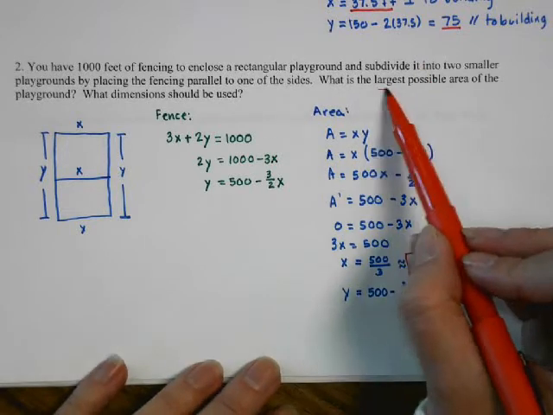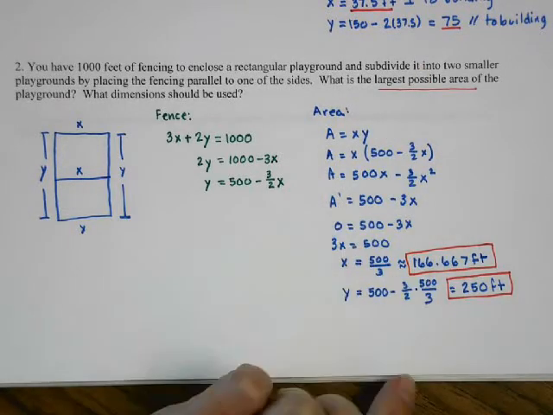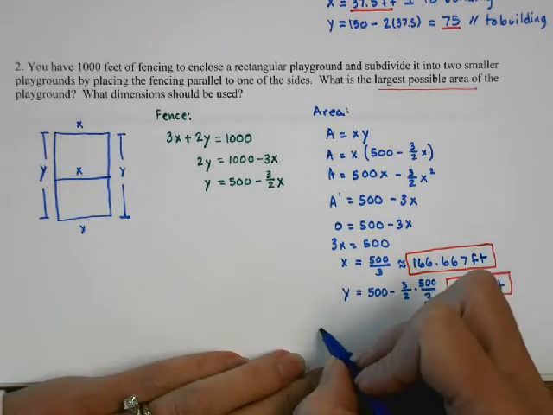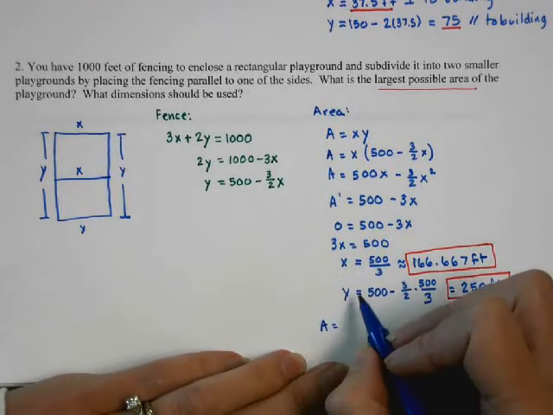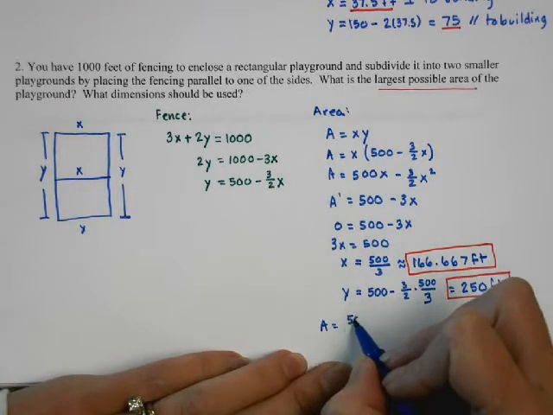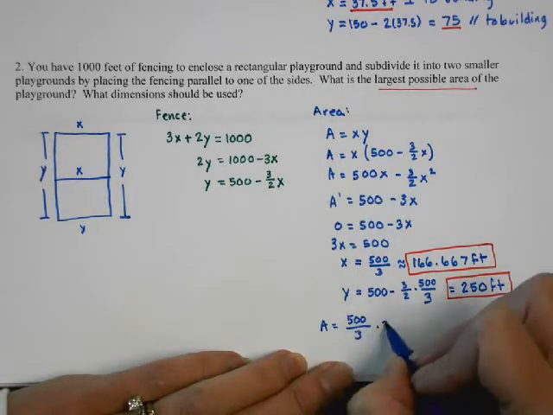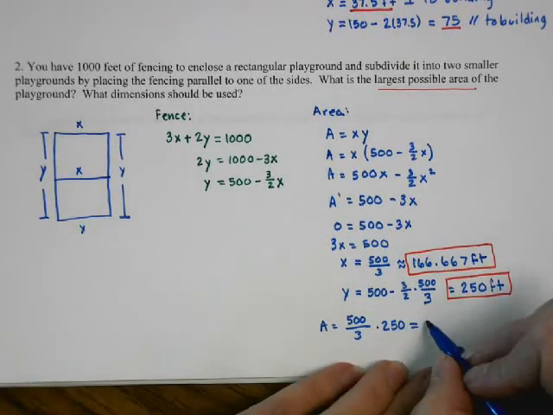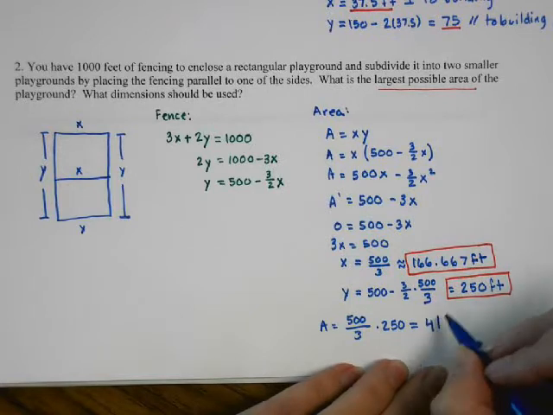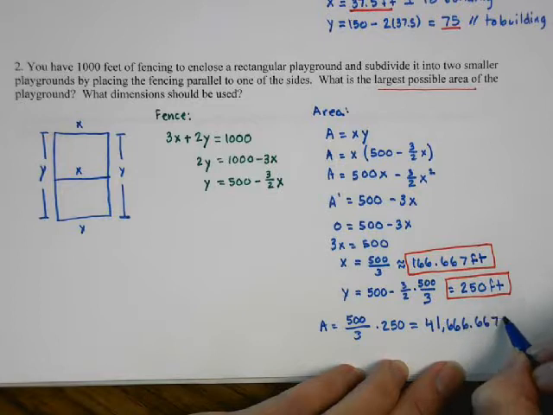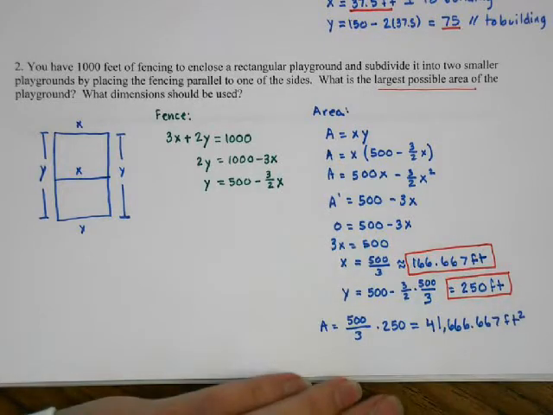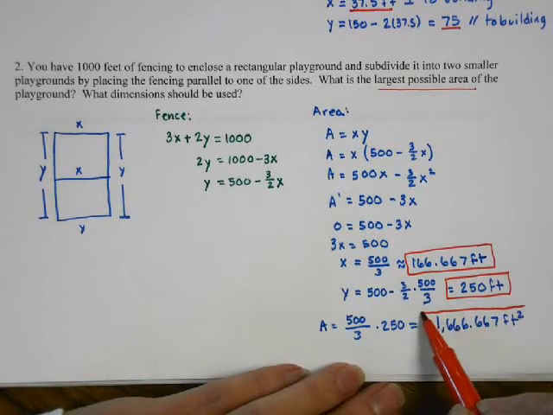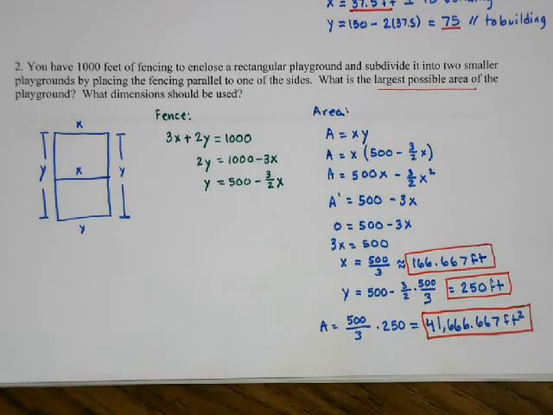Okay, it also says what is the largest area. So these are the dimensions that are going to give me the largest area. The area is going to be the product of those 2, so I'm going to use the unsimplified. So this is going to be approximately 41,666.667 feet squared, which is the maximum area. And sometimes they'll ask for the dimensions, sometimes they'll ask for the maximum area, sometimes they'll ask for both.